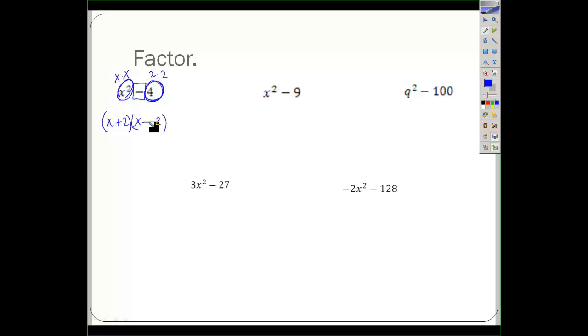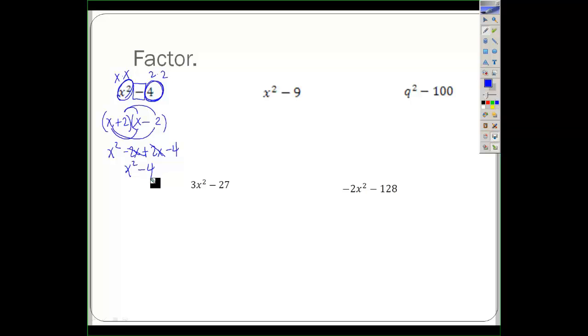Now, you're probably wondering what happens to the middle term when you FOIL it. Well, let's find out. X times x is x squared. X times negative 2 is negative 2x. 2 times x is 2x. And 2 times negative 2 is negative 4. When you add the like terms, all you're left with is x squared minus 4. And this is going to come into play when we talk about conjugates here in the near future. Okay, so this is a really important term, or a really, really big deal, difference of two squares.